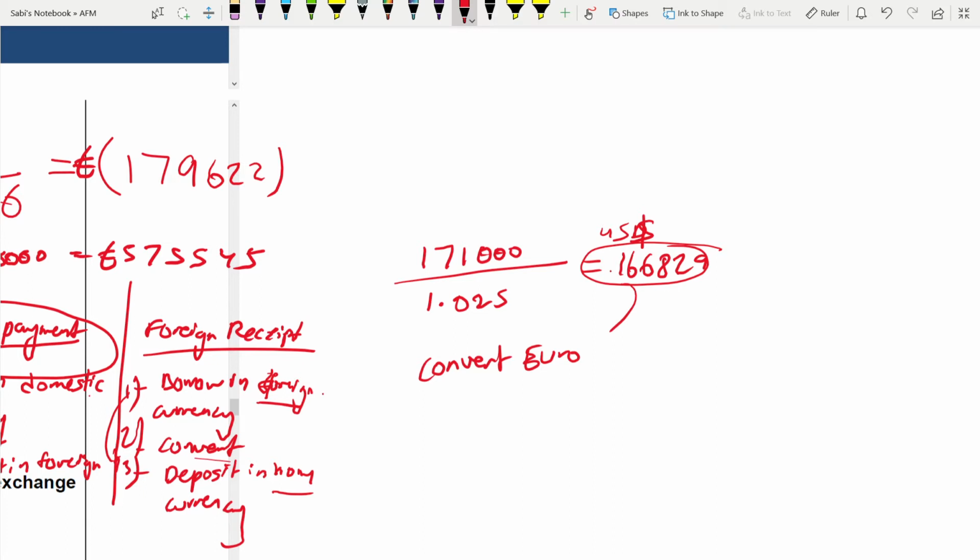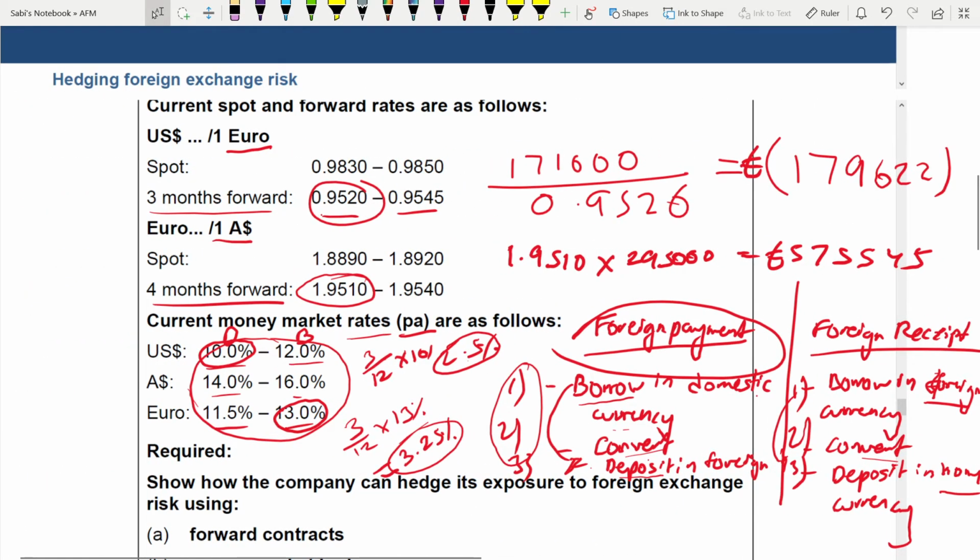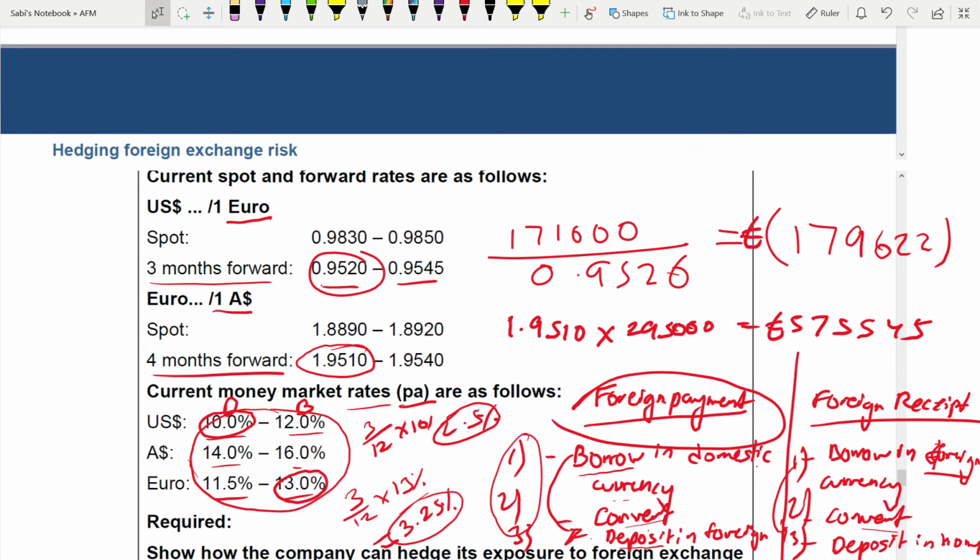So how do you convert? At which rate? You have to see the rate. You cannot convert using forward because this is a money market hedge. It's simple, you convert using the spot rate only. Spot rate with spot rate, the one for US and euro. Is it this or is it this? It is simple. It's a payment. So even in the spot market and in the forward market, the treatment will be the same.